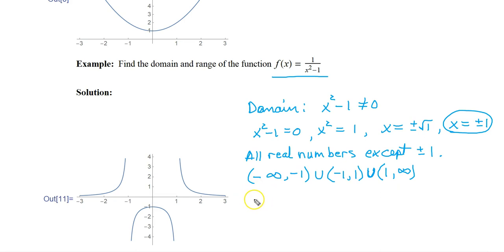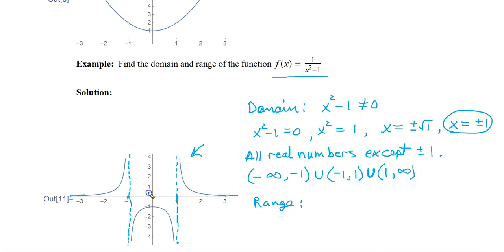Now the range is a bit trickier for this one. Once again, let's just look at the graph. Well, over here we have the graph of our function. Notice that we actually have what we would call vertical asymptotes at 1 and negative 1. Those are points where our graph does not exist. Our function is undefined at those numbers. Now if you look at the graph, notice how the graph never quite touches the x-axis as we go out in this direction and in this direction, but it does get infinitely close to it.